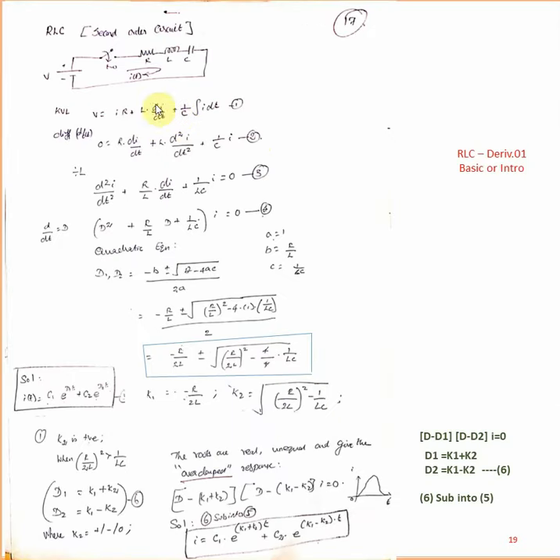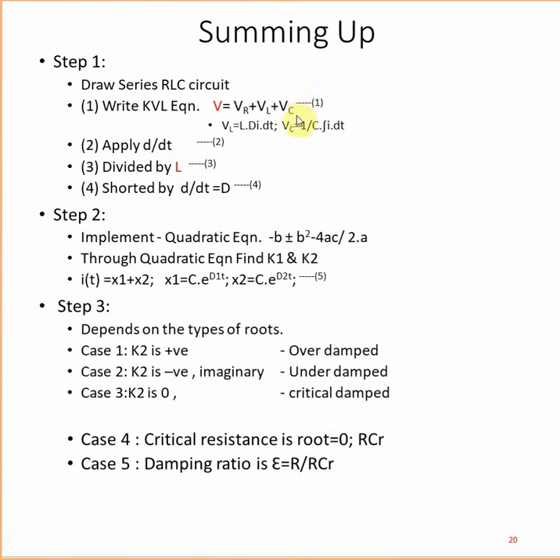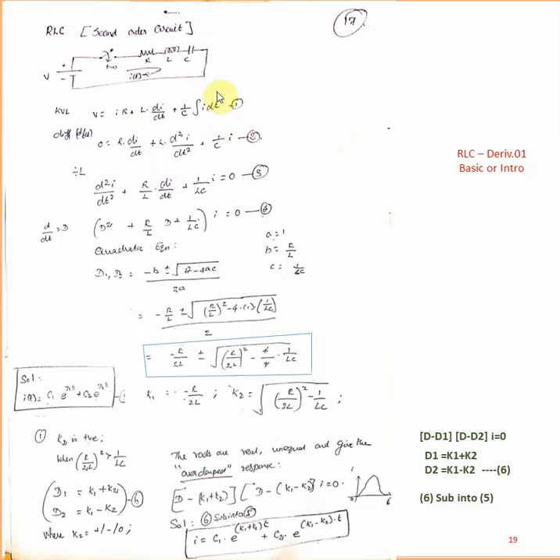Then VC. What is VC? VC is equal to 1 by C integral of I dt. This is VC, the voltage across the capacitance. You can substitute this as well. This is equation number 1.